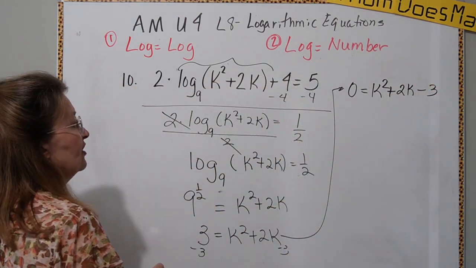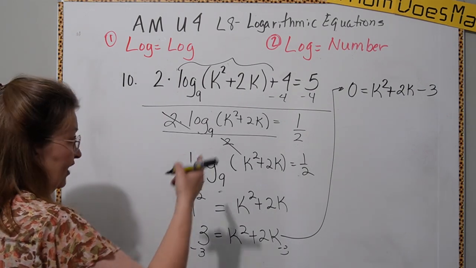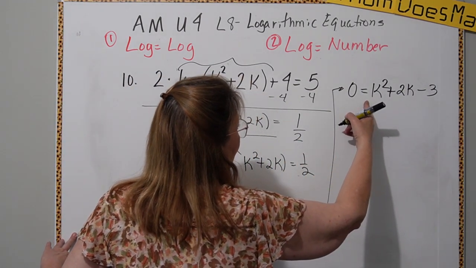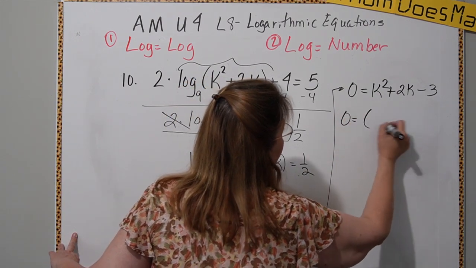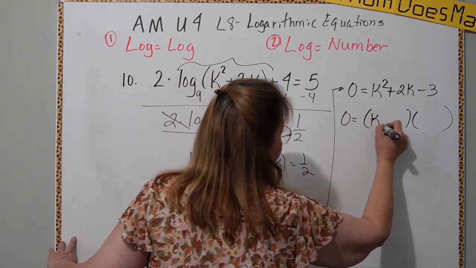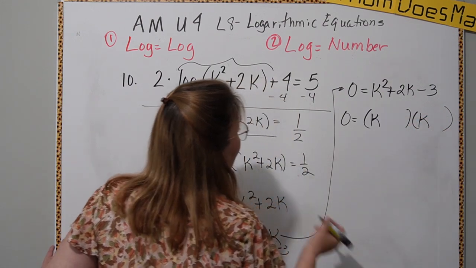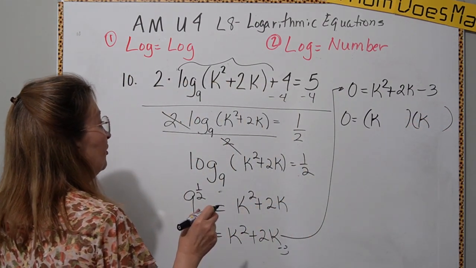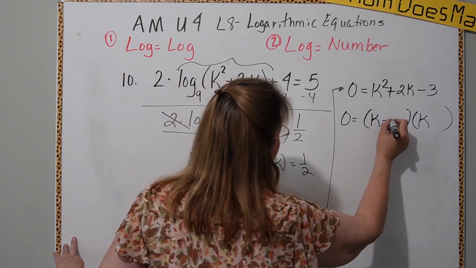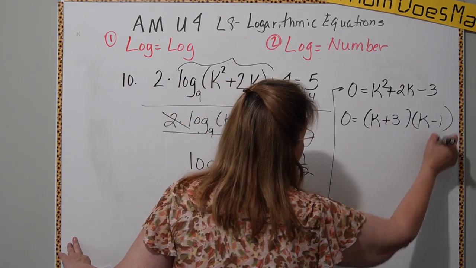All right, to solve that quadratic, I'm going to factor. And this has an a equals 1, so it's just unfoiling. I need 2 sets of parentheses. This is going to be k and k. I need a pair of numbers that will multiply to give me -3, but add up to give me +2. It's going to be plus 3 minus 1.